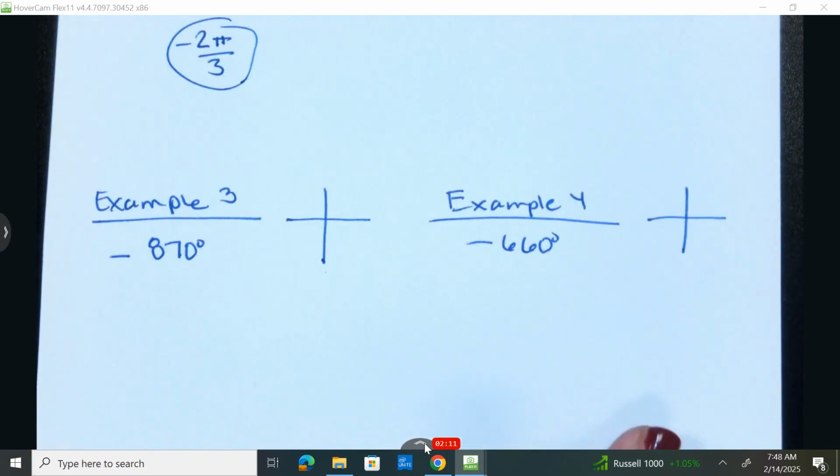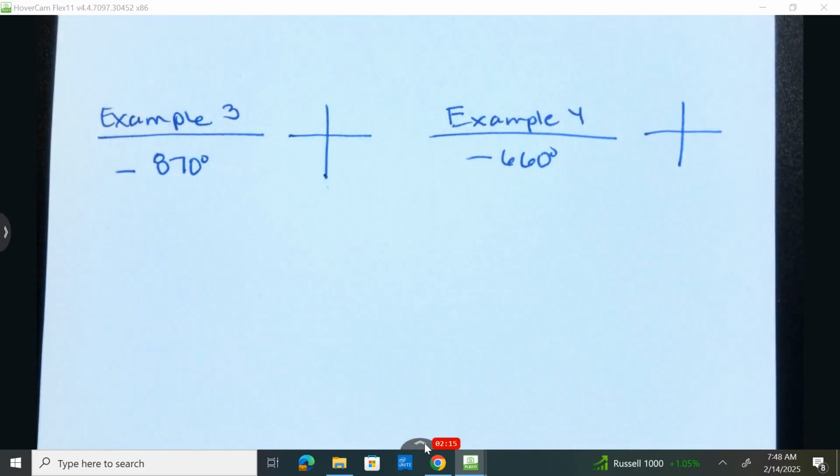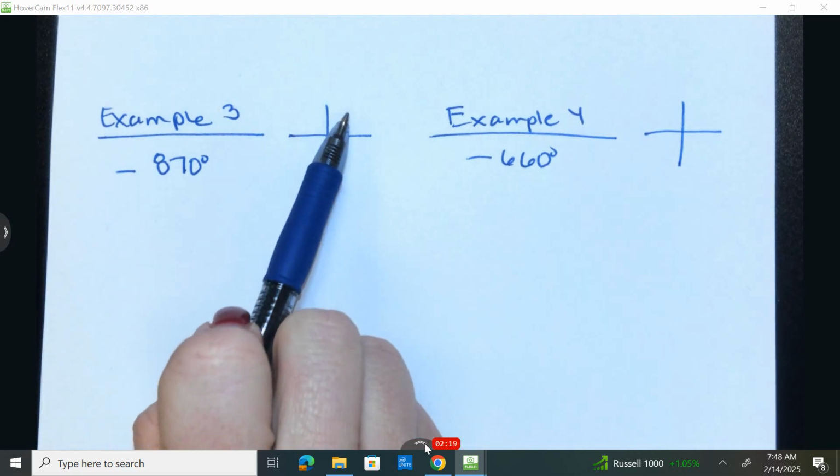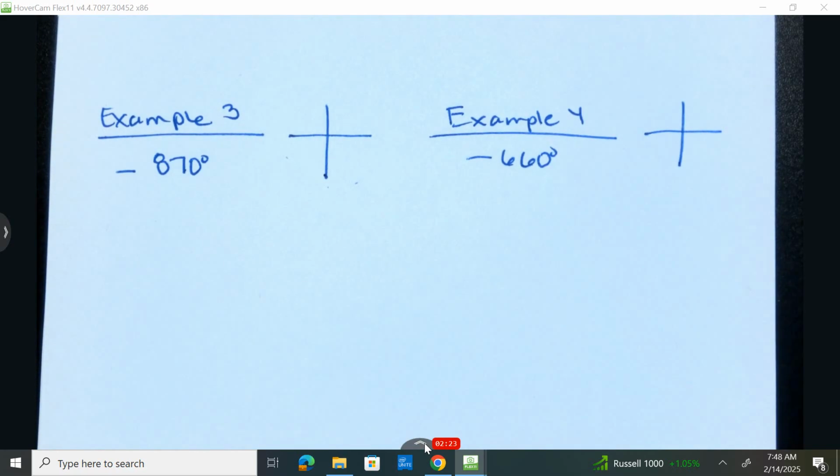Let's look at example 3 and 4. I would like you to press pause on this video to attempt 3 and 4, and then come back to see if you correctly were able to find the terminal angle, identify the quadrant it lies in, and convert accurately from degrees to radians.